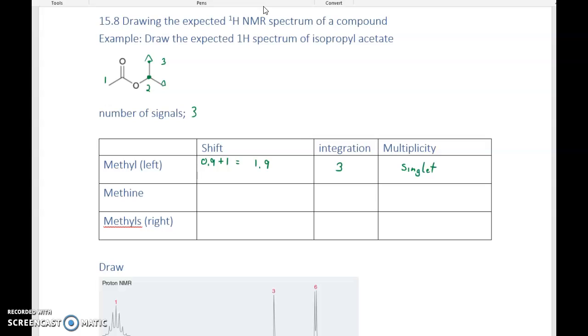The methylene, this is the one I've labeled 2. It starts as 1.7. It is right next to that ester, so that gives it a +3. So we'll expect to see this one at 4.7. Integration, there's only 1 proton at that position. And it has 6 neighbors, so we'll expect to see a septet, or 7 peaks.